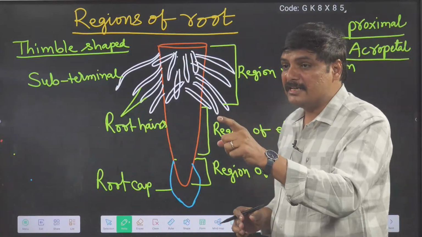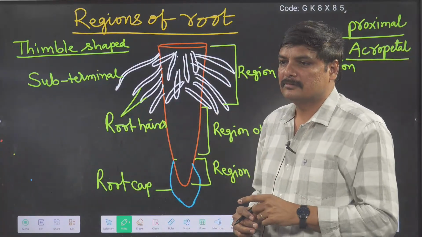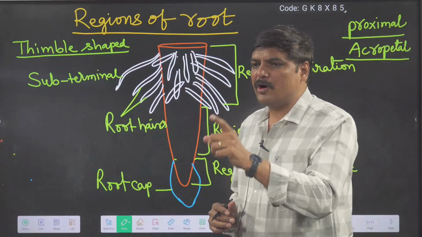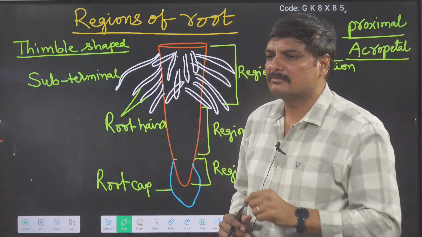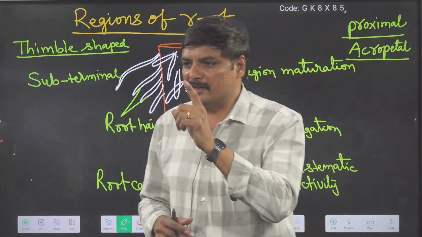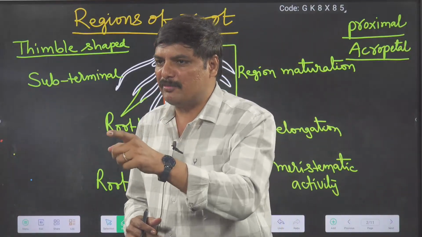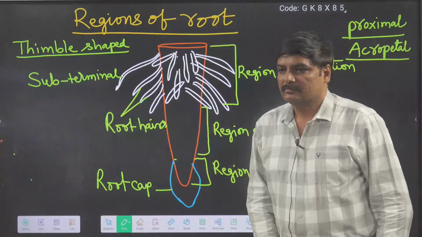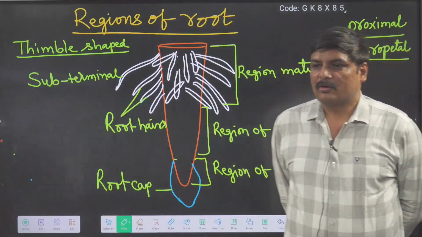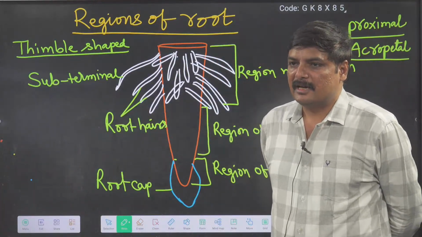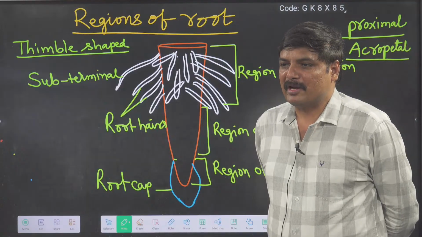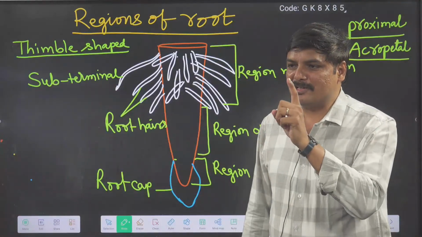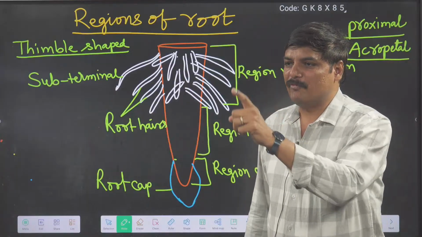And that region is the growing point. Why is the growing point subterminal, but not terminal? Because of the presence of the root cap. Very good.